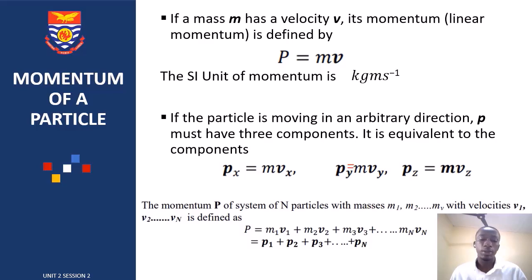Likewise, pz will also be equal to m vz. Now let's look at the momentum of n particles, that's an n number of particles. Then we are going to have momentum equal to p1 plus p2 plus p3 up to pn, meaning p1 for particle 1, p2 for particle 2, p3 for particle 3, till we reach a definite number of particles. So the momentum for this series of particles becomes m1 v1 plus m2 v2 plus m3 v3 up to mn vn.